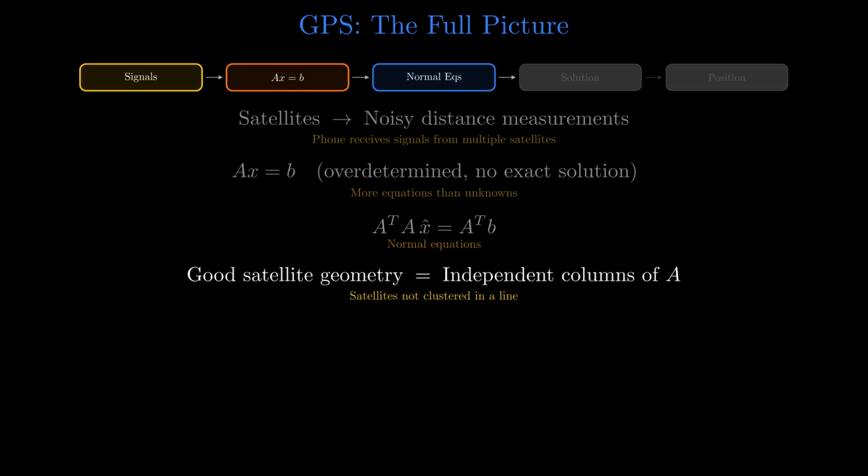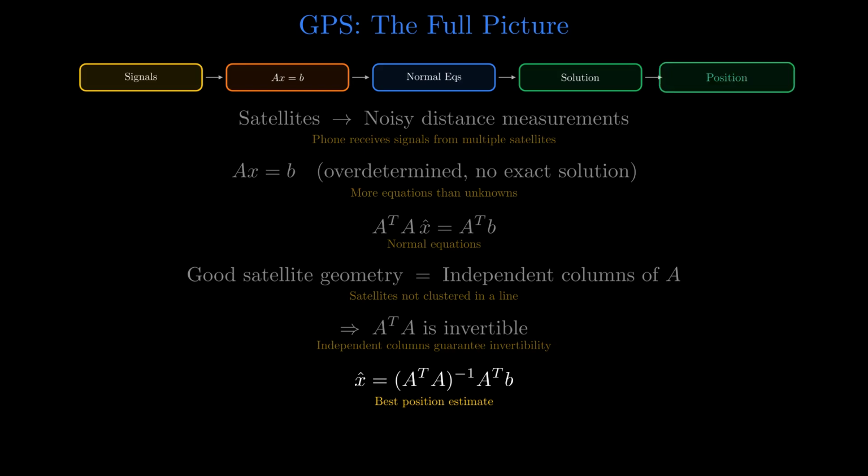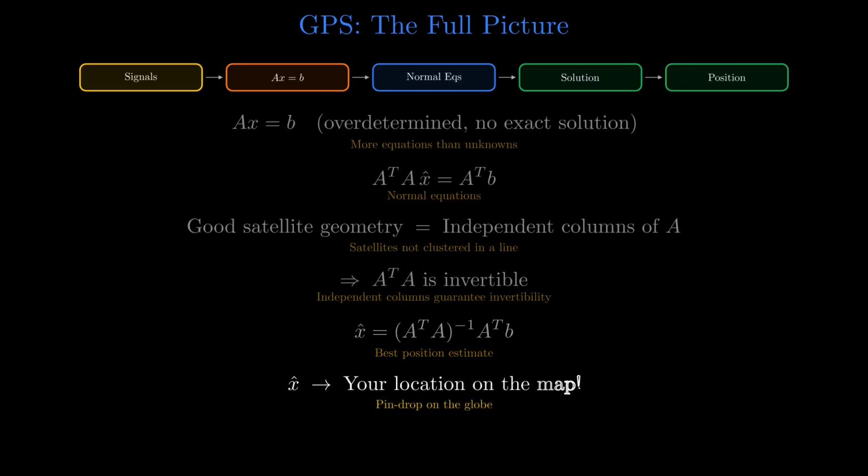The satellite geometry gives independent columns as long as the satellites aren't all clustered in a line. So A transpose A is invertible. The solution is X hat equals the inverse of A transpose A times A transpose B. The X hat is your position on the map, a pin drop on the globe.